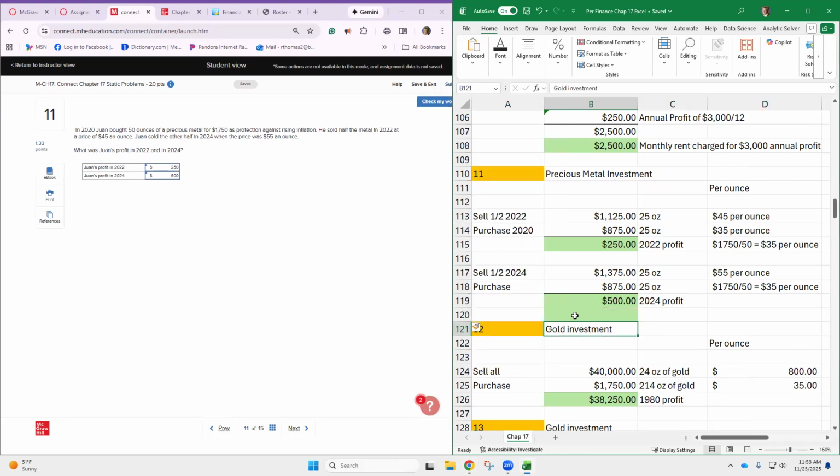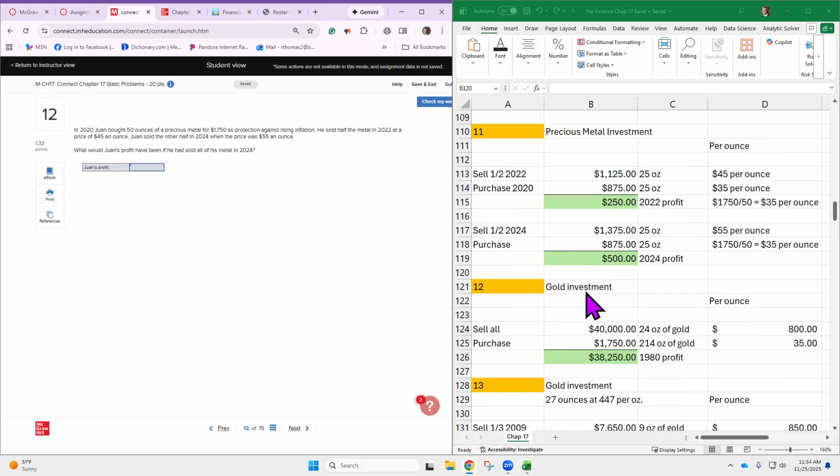All right, so just a little bit more and we'll be finished up. Okay, number 12, we're going to do some more now. Okay, and I'm going to make it follow what it's saying here. Precious metal investment. Okay, so it says in 2020, Juan bought 50 ounces. So we're using that same scenario for 1750. He sold half the metal. Okay, is this the same one? Wait, oh, no, it isn't. Hold on. All right.